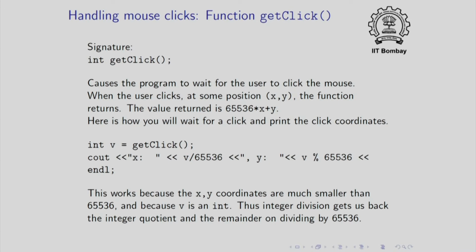Indeed, the number of pixels on any reasonable display that is available today is going to be far smaller than 65536. Had the number of pixels been larger, then this idea would not have worked, because you would not be able to get back x and y after doing this multiplication.